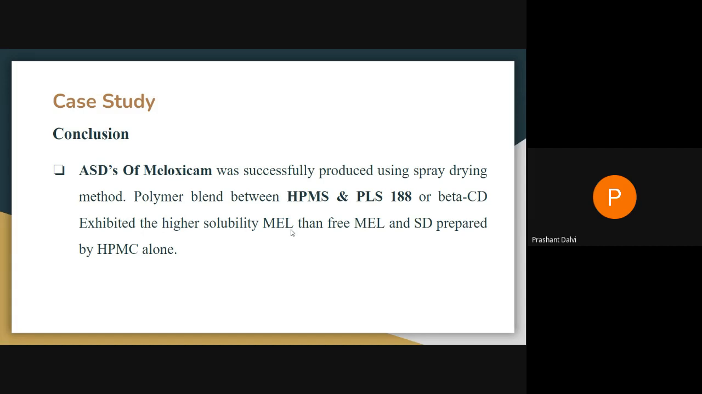Powder blends of HPMC and poloxamer 188 or beta cyclodextrin exhibit better solubility than free meloxicam and solid dispersions prepared with HPMC, hydroxypropyl methylcellulose, alone. So in this way, amorphous solid dispersions play an important role in enhancing the solubility, dissolution, and viability of these drug formulations.